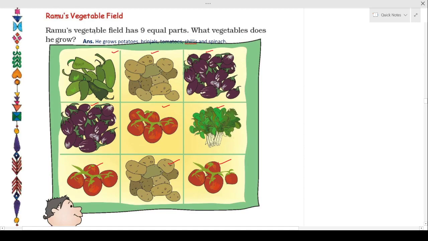What vegetable does he grow? So children, here you can see he has grown chilies, here he has grown potatoes, here brinjal, here tomatoes, here spinach, and here again potato. So here, children, I have written the answer. He grows potatoes, brinjals, tomatoes, chilies and spinach.